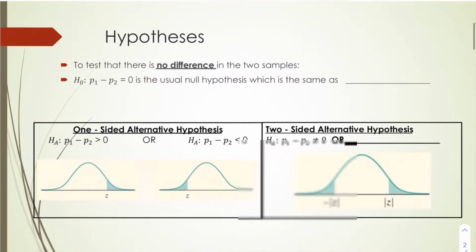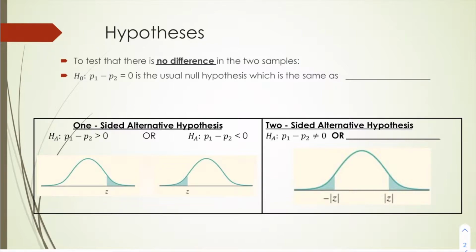For these hypothesis tests, usually there's a test that there is no difference in the two samples. And for that, H naught is usually P1 minus P2 equals 0. That can also be thought of as P1 is equal to P2. However, we normally write it this way, where P1 minus P2 equals 0, which means the same thing. But that way we can have our distribution centered on 0 and use a z-score and z-distribution for that.